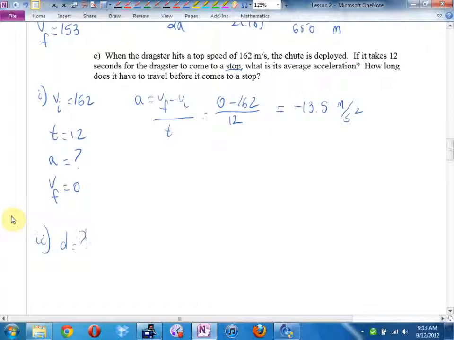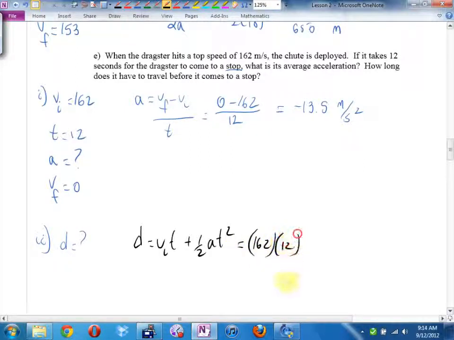Do you have your formula sheet handy? Go peek. Oh, we don't have the one from Physics 11 that had the VI and the T. So I guess, you know what? Let's be confident that we did acceleration right, and let's use the one with acceleration in it. Let's use D equals VIT plus a half AT squared. It's going to be 162 times 12 plus 0.5 times negative 13.5 times 12 squared. How far do we travel?